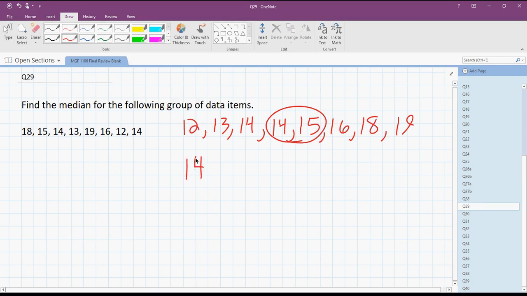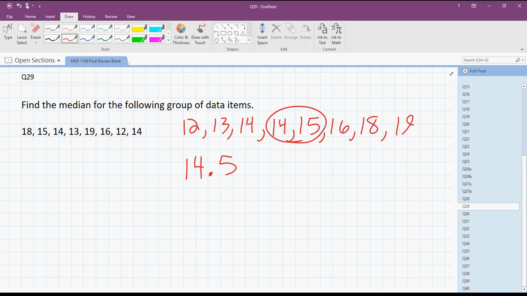14.5. Don't round that up, because those directions do not say to round. Tenth, but there's only one decimal place, so it's already there. But again, you can go into your calculator and put in these 8 numbers and run that one variable statistic that I just showed you, and it will tell you the median, because remember, that's what that word med down at the bottom meant.